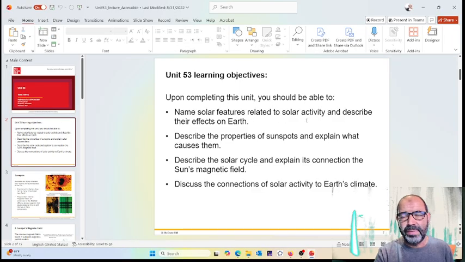how is this solar activity related to Earth? We're going to talk about the sunspots and what causes them and their properties, and we're going to describe the solar cycle and how it's related to the sun's magnetic field, and also discuss the solar activity and its effects on the climate here on Earth.